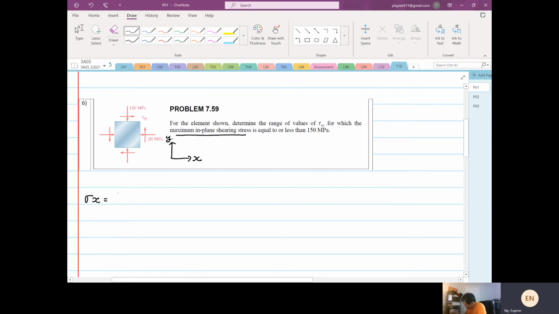is equal to minus 20 times 10 to the power 6 Pascal, or I would just write straightly megapascal, and stress y is at minus 120 megapascal, and we are given that the tau max is equal to 150 megapascal, and this tau max that is given represents the radius of the circle.